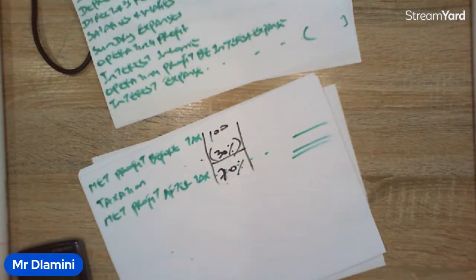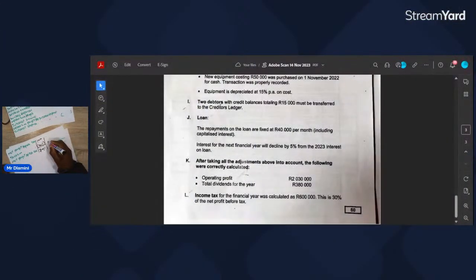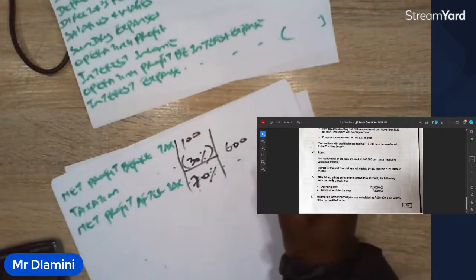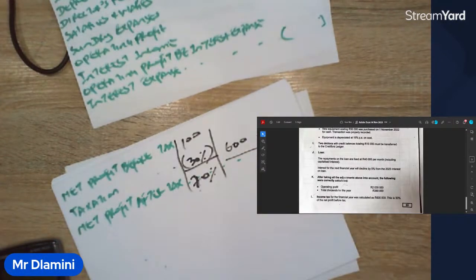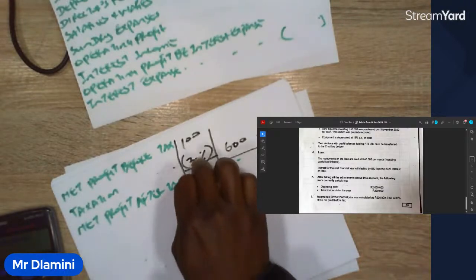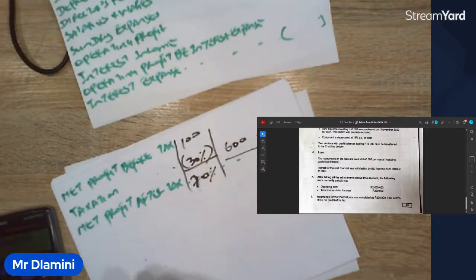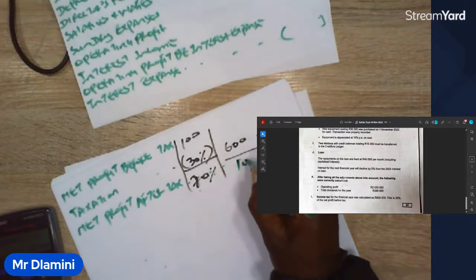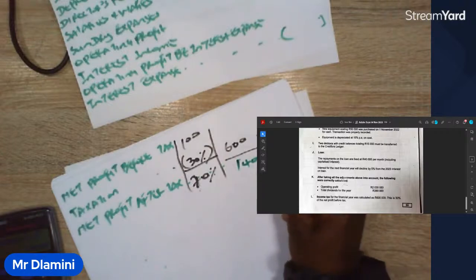So we're given the amount for the taxation. We are told in adjustment A that it is 600,000. So 600,000 times 70 divided by 30, you get the profit after tax. So let's do it. 600,000 times by 70, where you are going, divided by where you are coming from, 30. Right, so you get 1.4 million. So our profit after tax is 1.4 million.